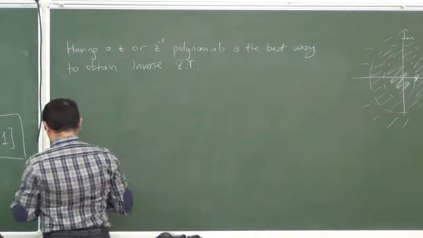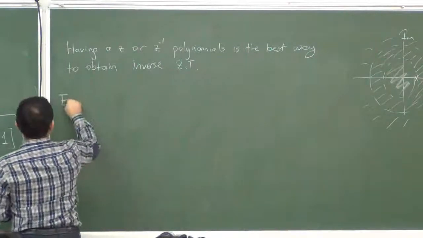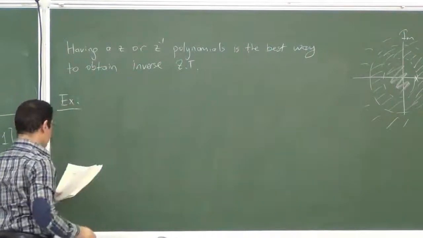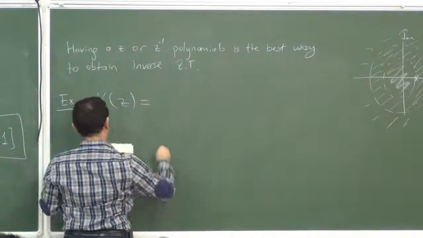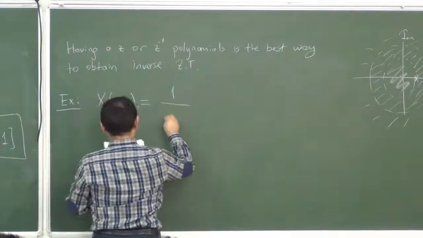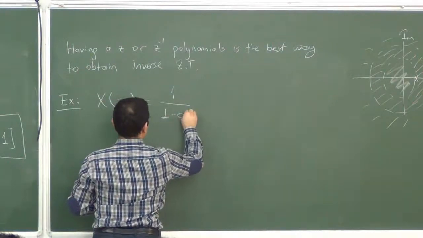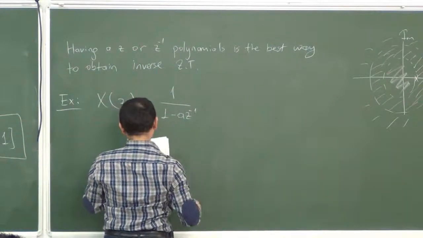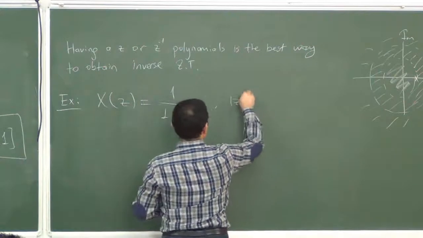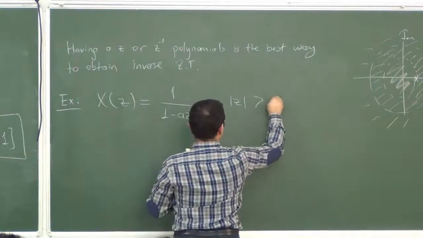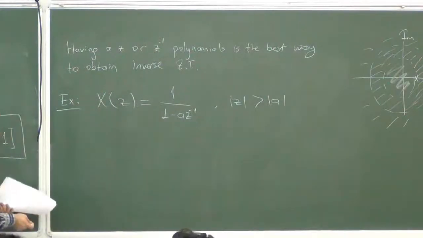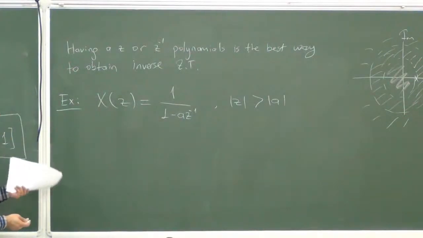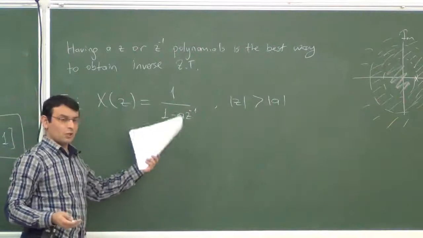Okay, so let's do an example. Now the z transform is 1 over 1 minus a z to the minus 1, and the region of convergence is absolute z greater than a. So it is a right-sided sequence. So how can we find the inverse z transform of this sequence?